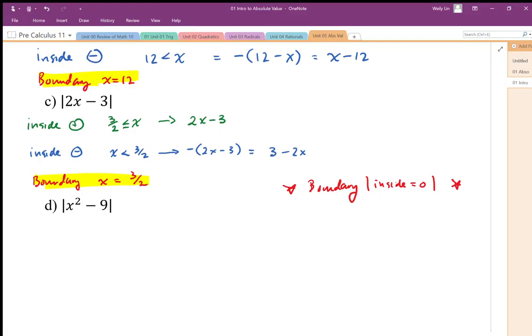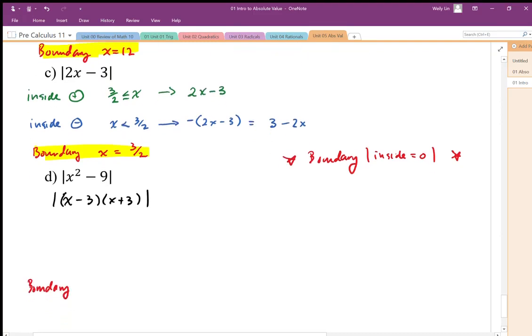Now, it's a little bit more complicated than that because we need to know when that inside is going to be positive and when the inside is going to be negative. But at least if I factor and find the zeros, I will have a starting place. So I'm going to factor this into x minus 3, x plus 3, and at least I can establish my boundary. The boundary is going to be when x equals 3 and x equals negative 3.